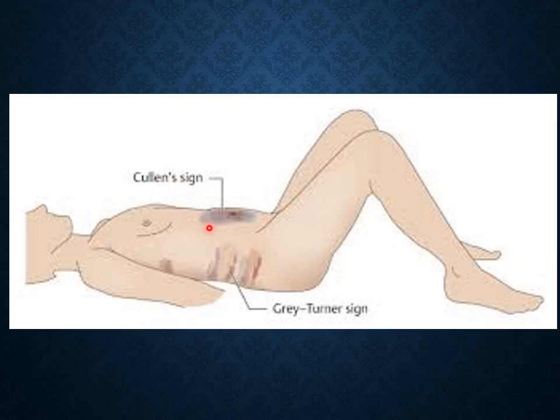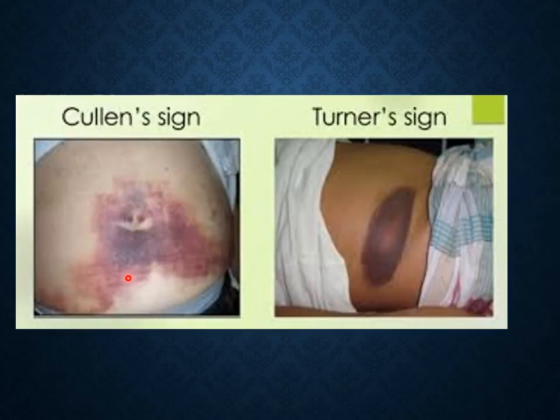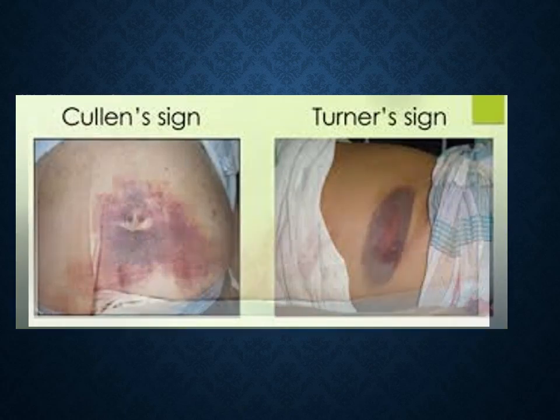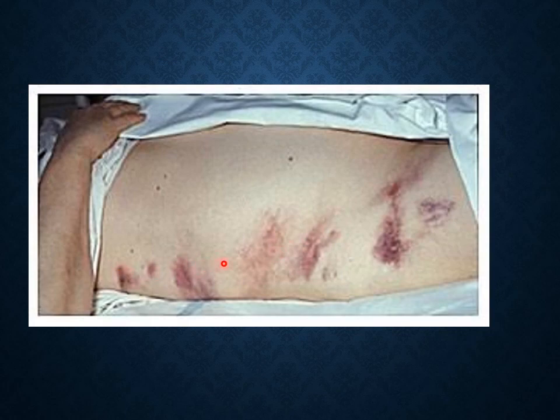And this is the Cullen sign, ecchymosis around the umbilicus, and a Grey Turner sign, ecchymosis around the back and lateral abdominal walls. This is due to hemorrhagic pancreatitis, that is, bleeding into the wall of the abdomen. Okay. This is the Cullen sign around the umbilicus, ecchymosis. Grey Turner sign around the lateral abdominal wall, ecchymosis. Ecchymosis of the lateral and posterior abdominal walls extending to the upper part of the thigh.